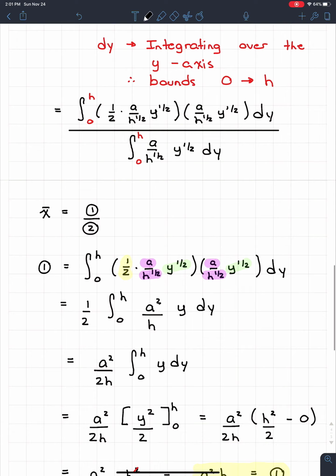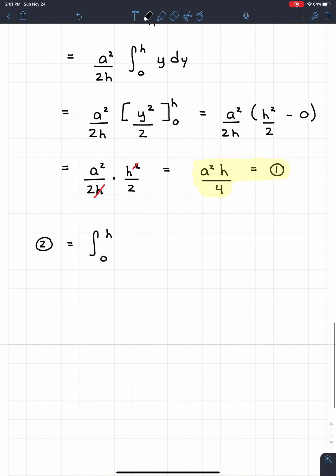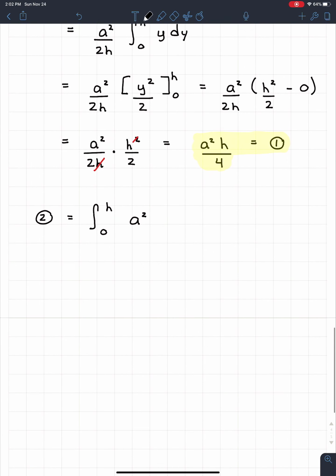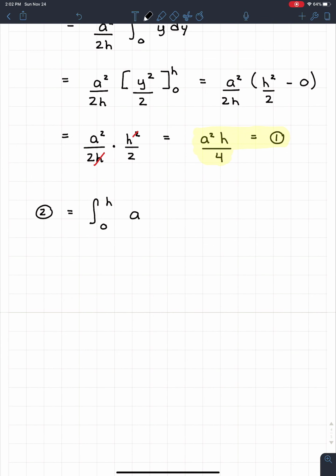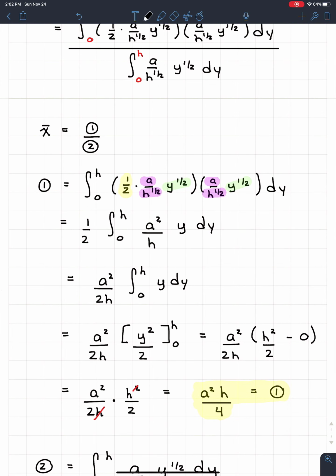So if we look up here, it's going to be equal to the integral from 0 to h. We come up here, a squared, or actually I think it's just a. We look up, yeah, it's just a divided by h to the 1/2. So a divided by h to the 1/2, y to the 1/2 times dy. That's just coming from what I have up there, where I have my integral 2.